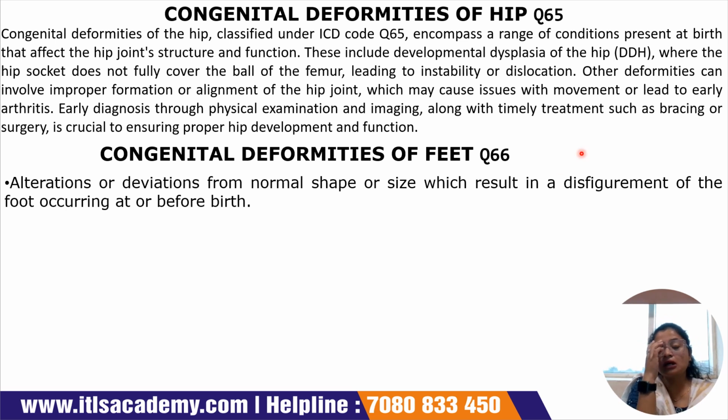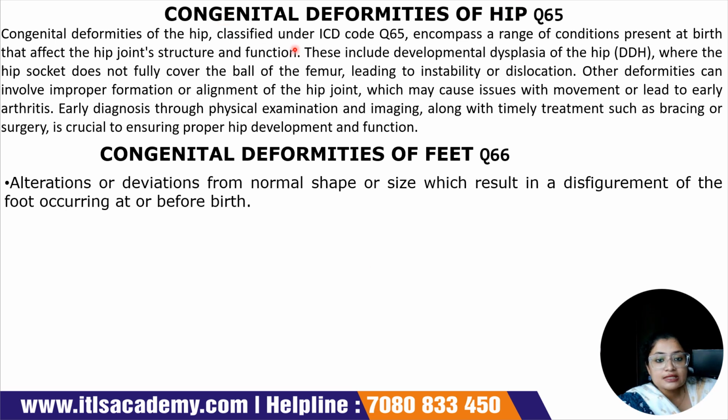Okay, so the first code or the first condition that we need to talk about is Q65, which corresponds to congenital deformities of hip. These are classified under ICD code Q65, which encompasses a range of conditions present at birth that affect the hip joint structure and function. These include developmental dysplasia of the hip, abbreviated as DDH, where the hip socket does not fully cover the ball of the femur, leading to instability or dislocation.